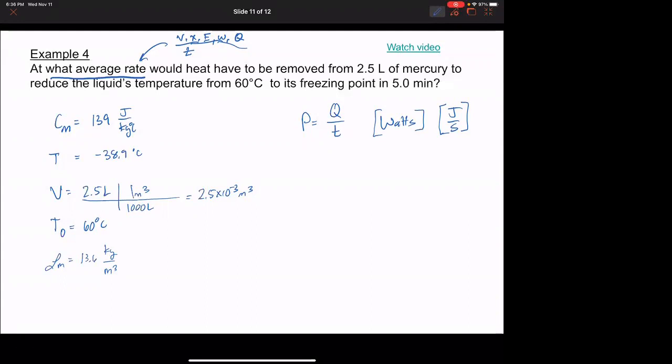So the power is equal to MC delta T over T. Remember, density equals mass over volume. So mass equals density times volume. So big P equals density times volume, C of mercury, delta T.